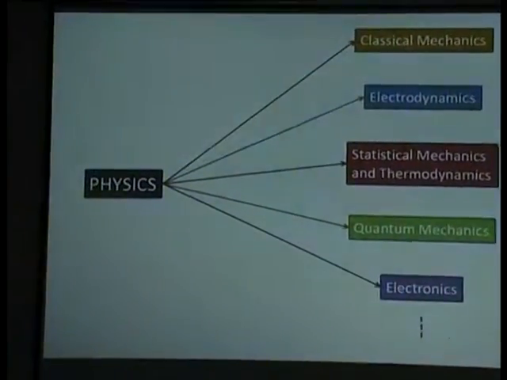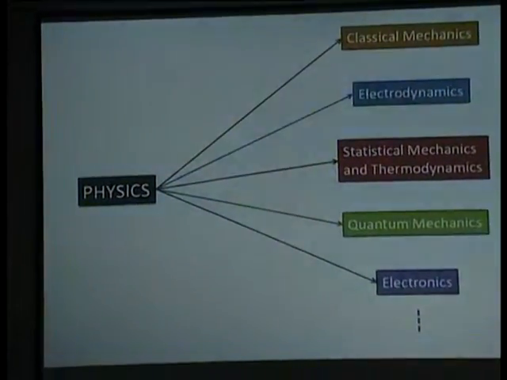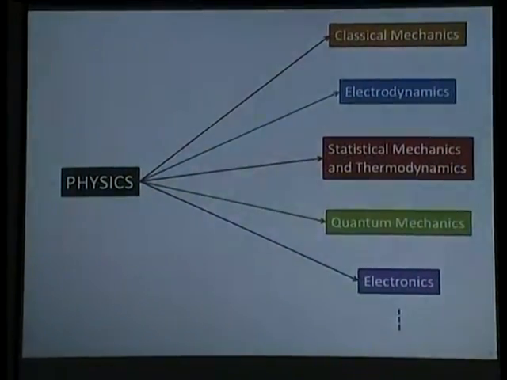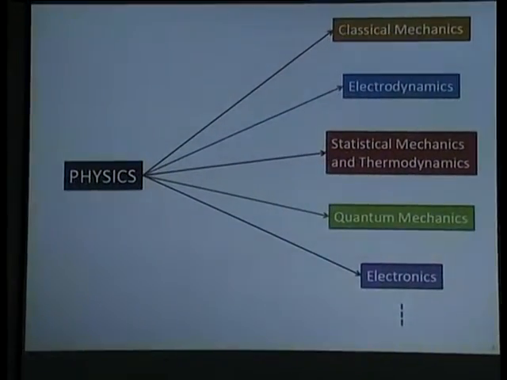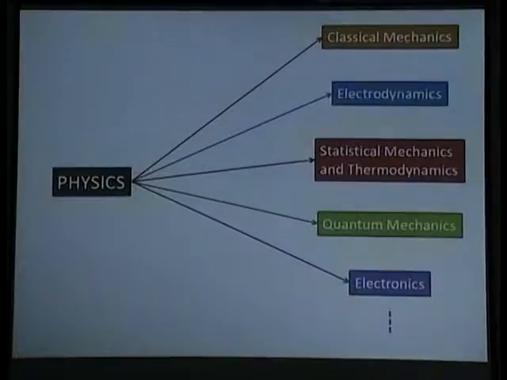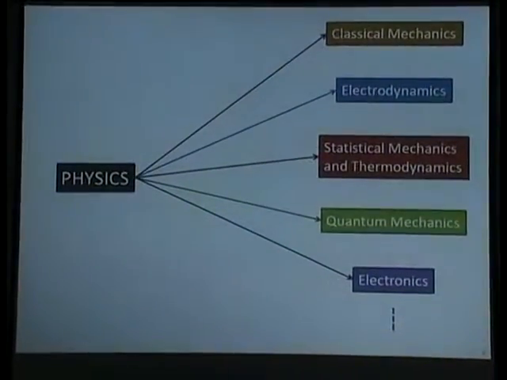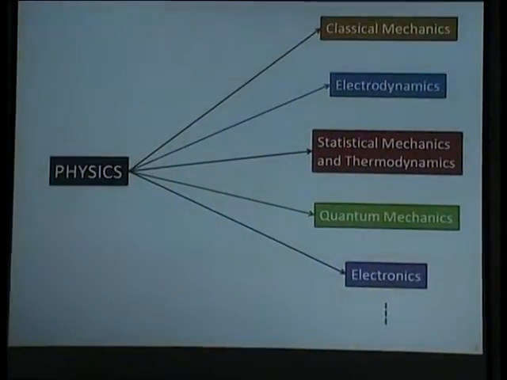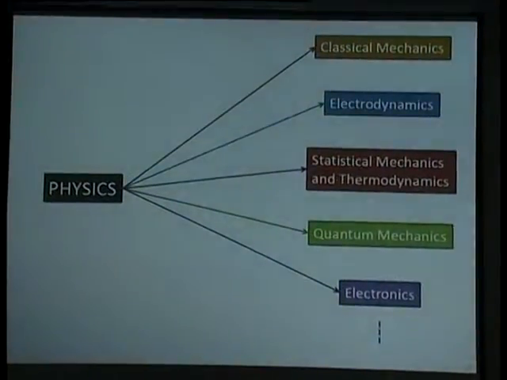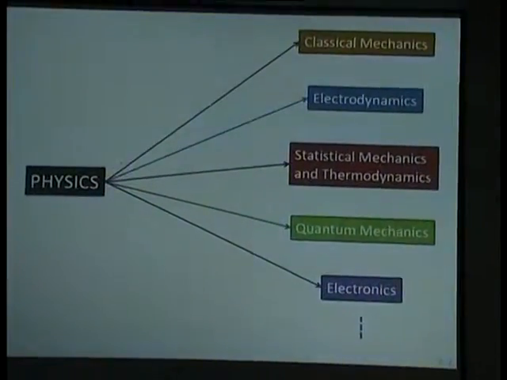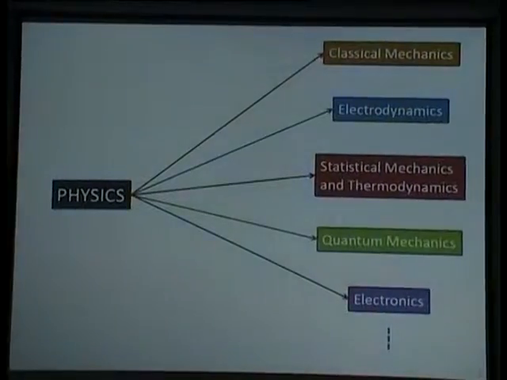Statistical mechanics and thermodynamics, quantum mechanics, electronics, nuclear physics, and so on and so forth. So there are different disciplines within physics, and once we are into physics, studying only physics, we will be confined to study these various topics. So let us go one by one. What do they deal with?